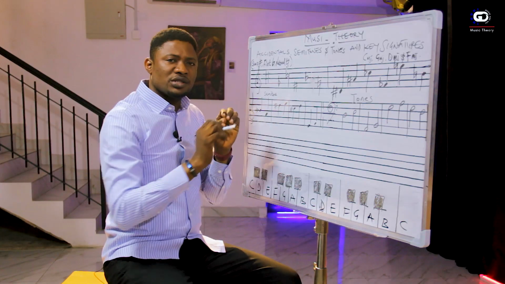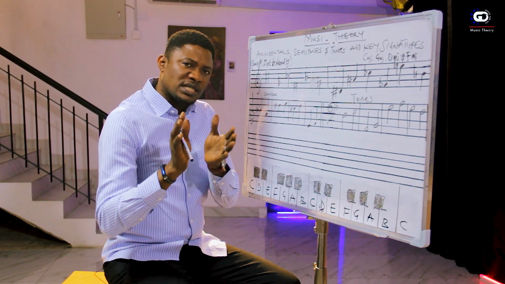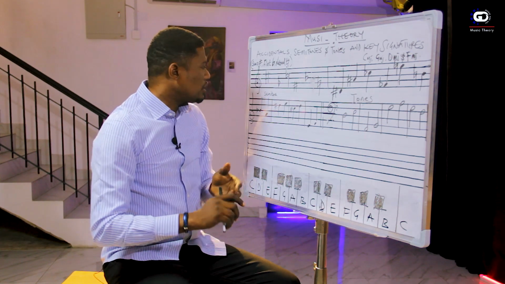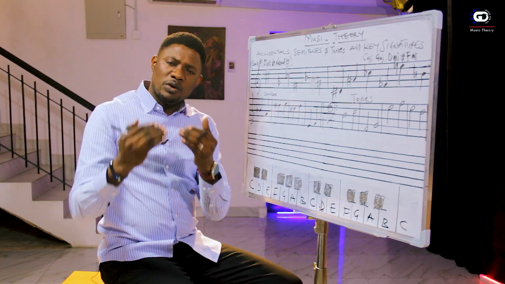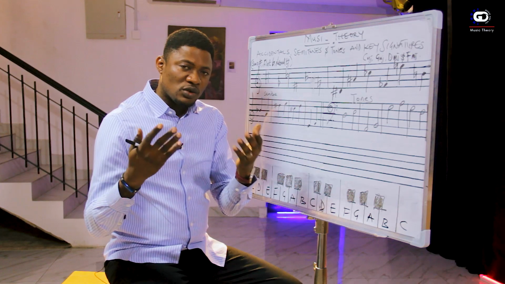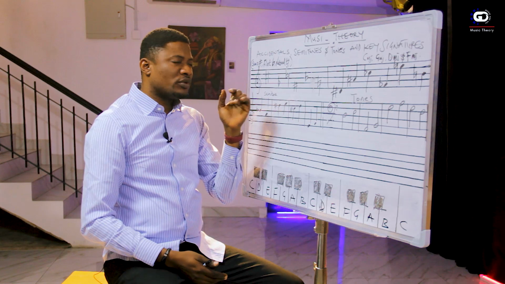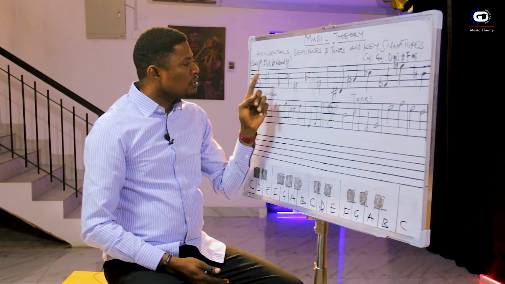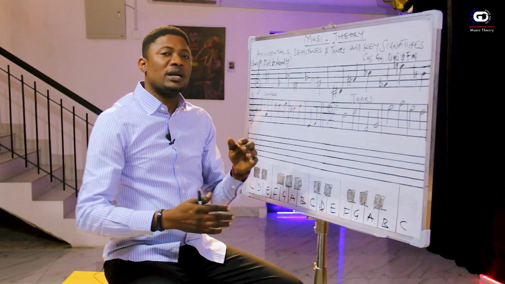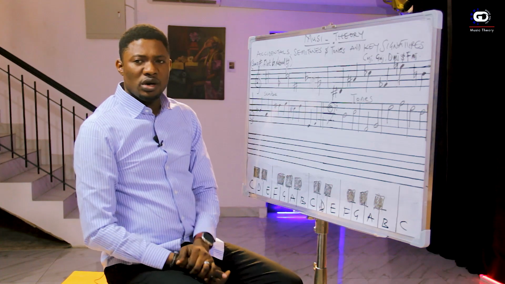Now, what is the impact of these accidentals? We use the sharp in music to raise a note by what we call a semitone. The flat lowers a note by a semitone. Now you're hearing the word semitone; I'll soon explain what a semitone means. So sharp raises a note by a semitone, flat reduces a note by a semitone, while natural restores it back to the original state. And we are going to see all of that.